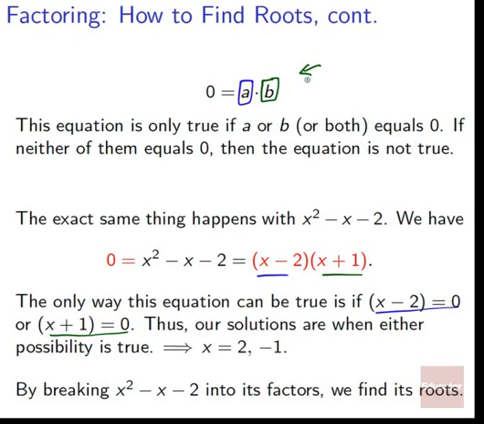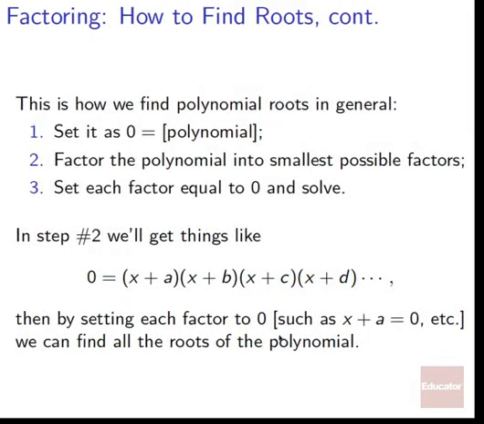So our solutions are when either of the two possibilities is true, right? If one of them is true, then the whole thing comes out. So either case being true makes it acceptable. So that gets us 2, keeping with our color coding, 2 and negative 1 as the two possibilities. So by breaking x squared minus x minus 2 into its factors, we can find its roots. So this is how we find polynomial roots in general.